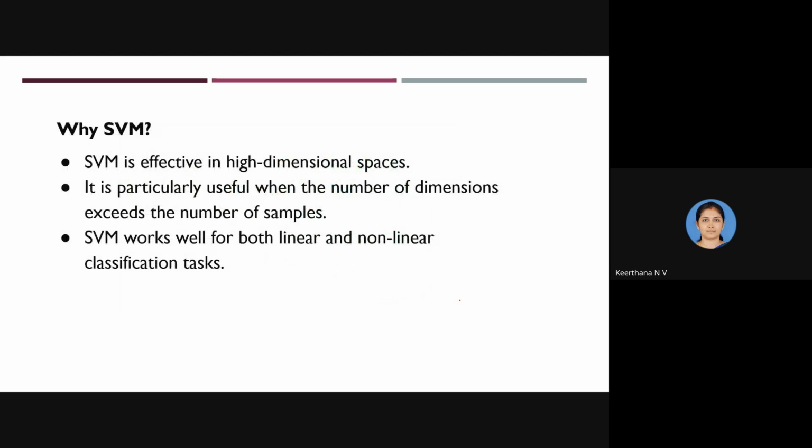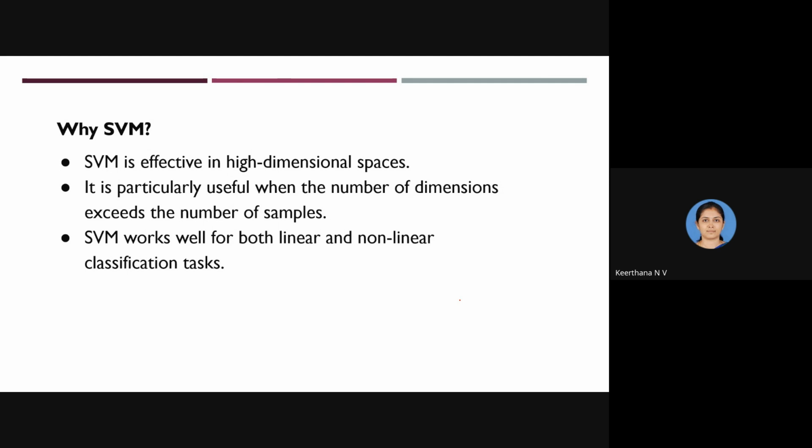So why are we going for an SVM? It is very effective in high dimensional spaces. It means if you are dealing with a large number of data sets for classification, this SVM classifier is very effective, and it is particularly useful when the number of dimensions exceeds the number of samples. So if you are going above 2D or 3D dimensions, this SVM classifier will work based on the number of dimensions you are going to classify. So it can be suitable for 4 dimensional and it goes on.